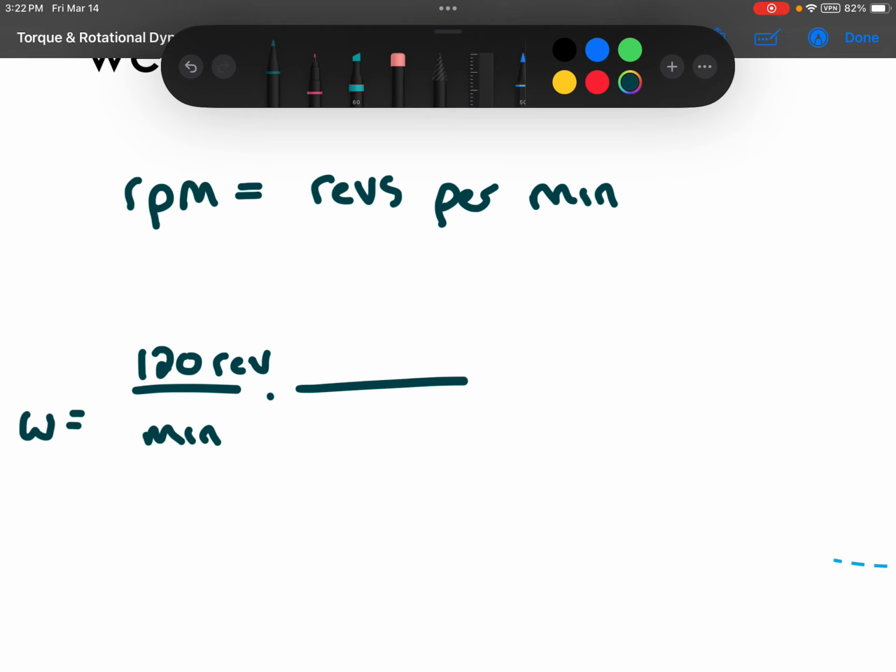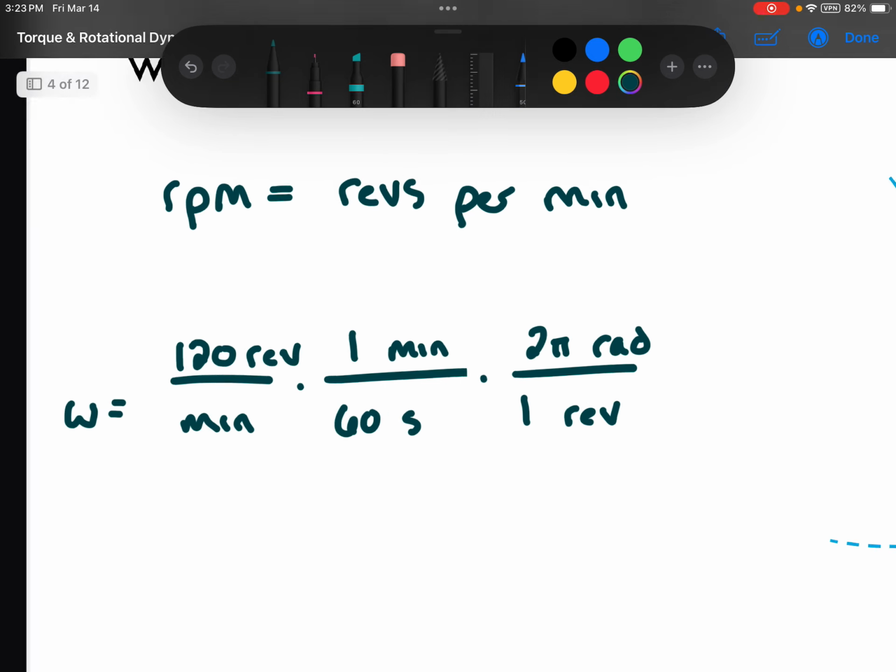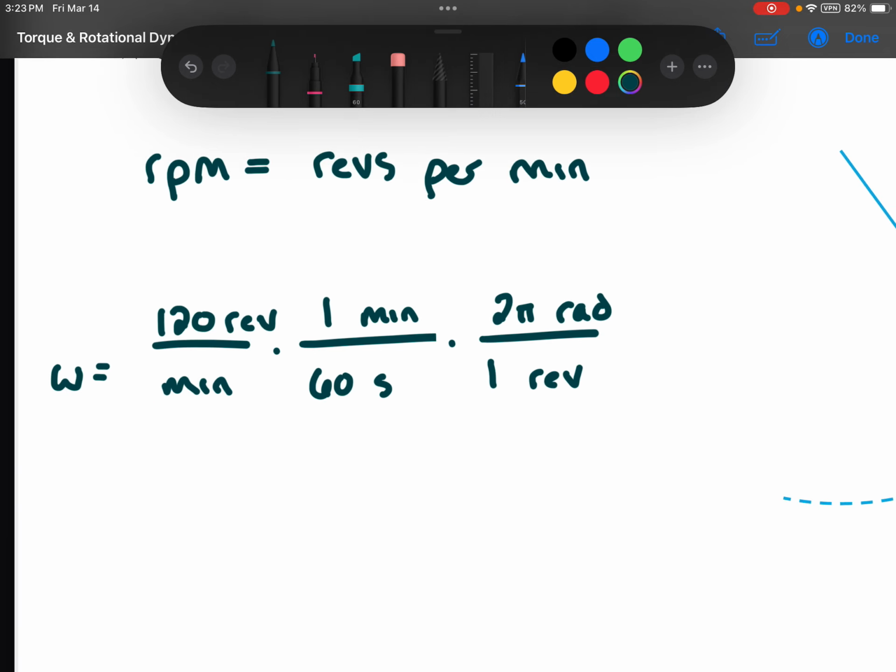So we could start with our time. We need minutes to cancel. So in 1 minute, there are 60 seconds. That way minutes will cancel out, and we'll be left with seconds in the denominator. And then I'm going to multiply on our unit conversion for revolutions to radians. So in 1 revolution, there are 2 pi radians. And so we will be left with radians per second once these units have canceled out. When we multiply this, we get omega is 4 pi radians per second.